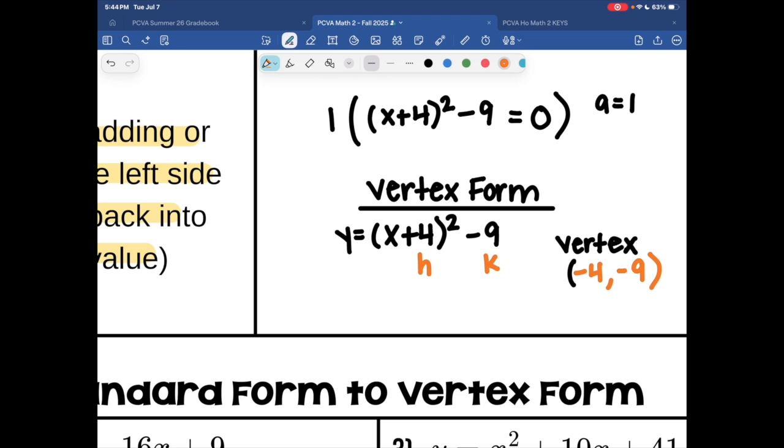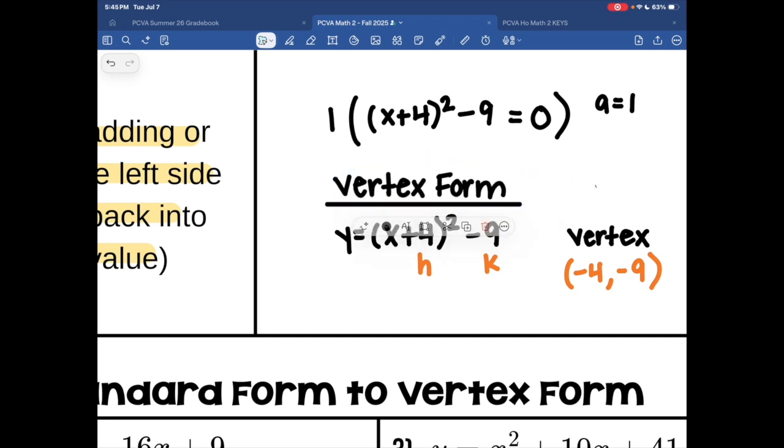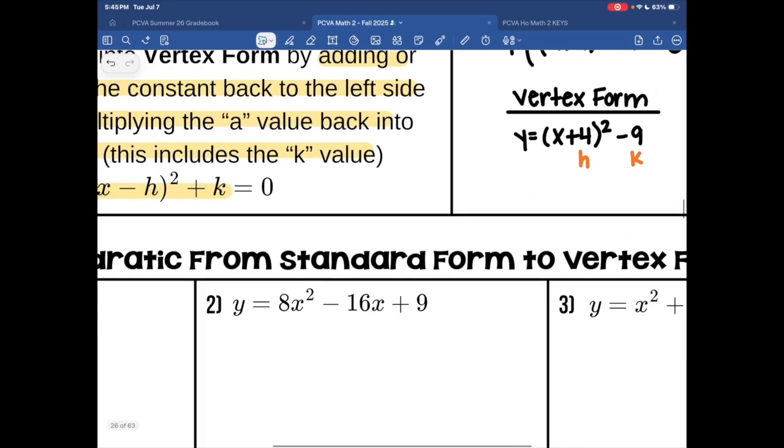So there's a lot of things that we can use the completing the square process for, and again, we'll be using it and rearranging it a little bit more later. But for right now, we're just using this to put it into vertex form. So we're going to look at a few more examples.